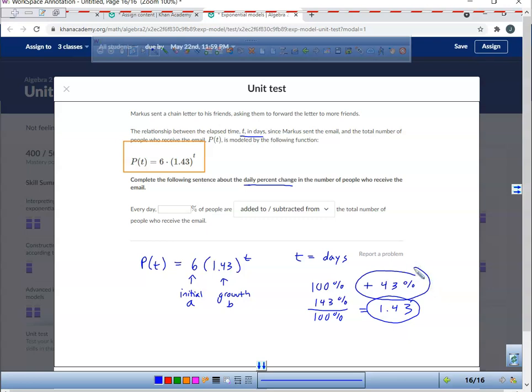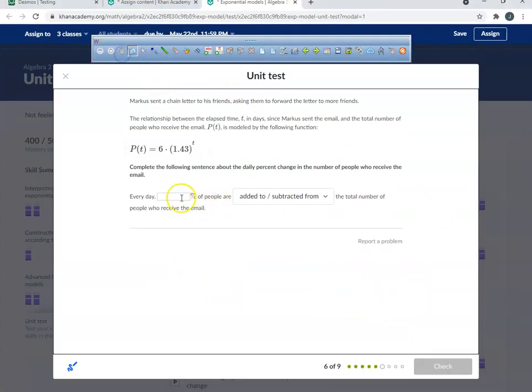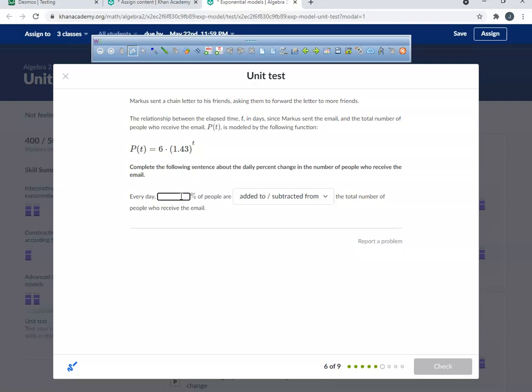So when you have a growth factor of 1.43, what is it increasing by? 43%. So part of what we're doing here is I want you to have a better understanding of adding percentages to something over and over again. Every single day, 43% is being added to the number in the chain letter. Part of this is helping you understand how the real world works with exponentials and percentages. So right now, what am I going to type in? 43 and added to.